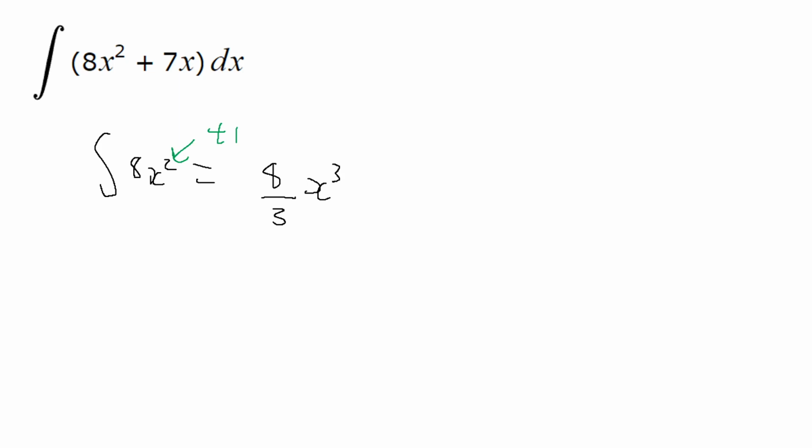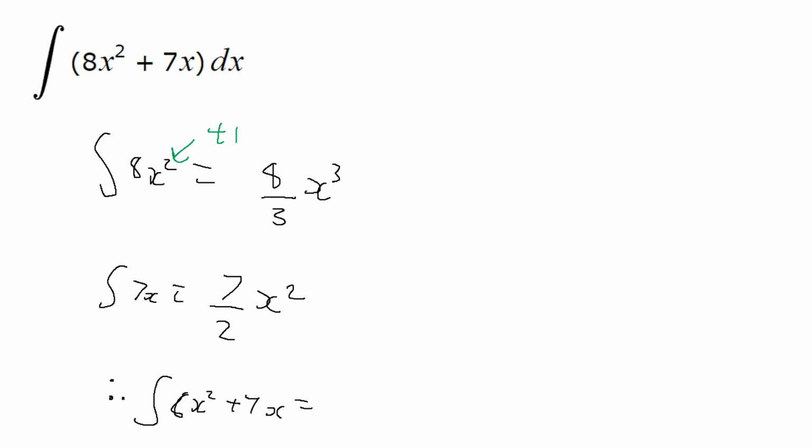Same with 7x. So the integral of 7x is just going to be 7 over 2, because we're just adding 1, times x to the power of 2. So therefore, the integral of 8x squared plus 7x is just going to be 8 over 3 x cubed plus 7 over 2 x squared, and the most important mark, plus c.